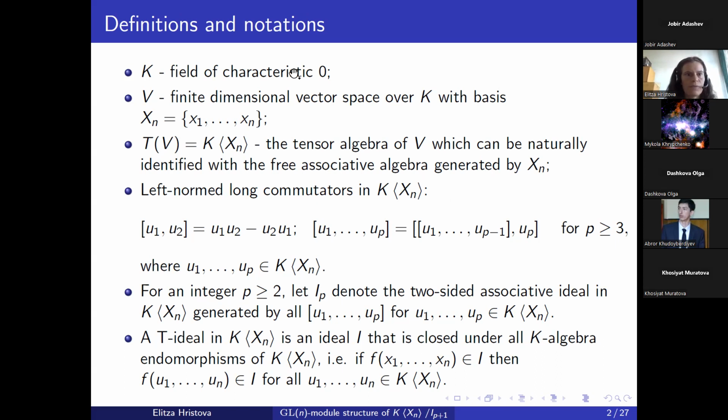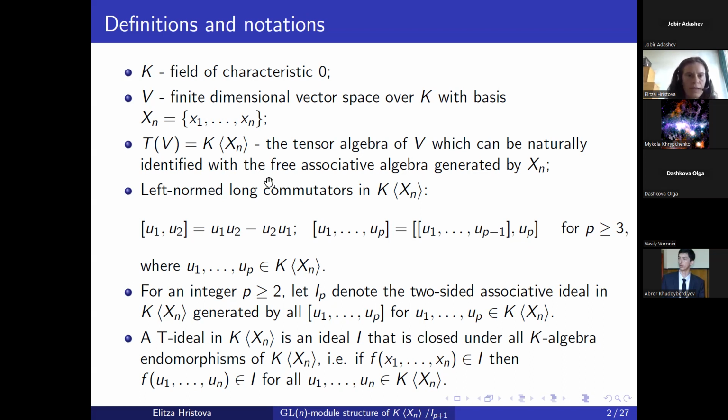Okay, so now we fix V to be a finite dimensional vector space over our field K with a fixed basis x1 to xn. Then we have two objects that can be naturally identified once we have fixed the basis. This is the tensor algebra of the vector space V and the free associative algebra, which is generated by the set Xn. And we are going to use both notations.